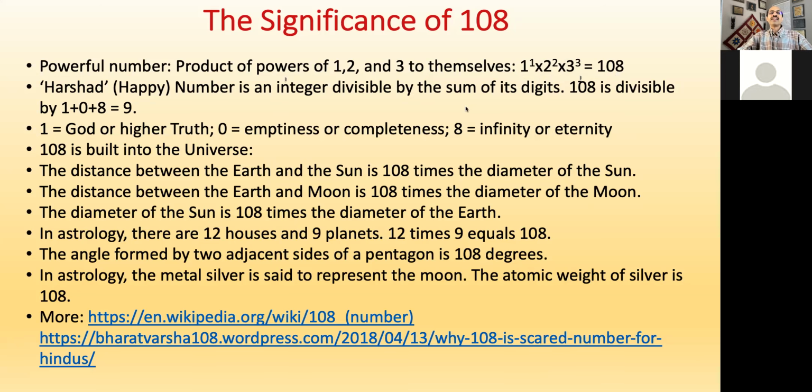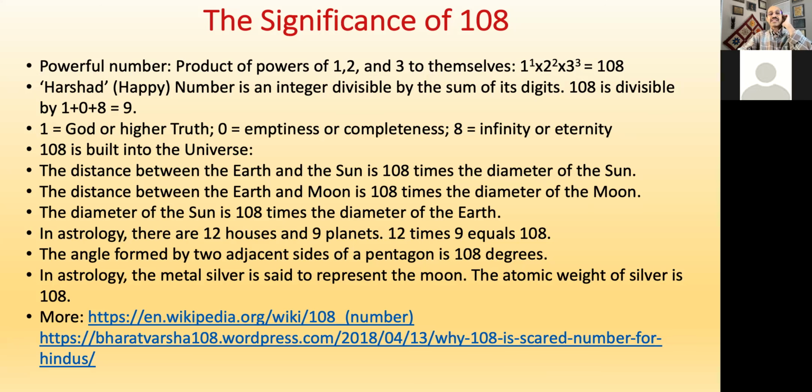It is called a Harshad number. Harsha means happy. The definition of Harshad numbers is an integer divisible by the sum of its digits. So for 108, the sum of the digits is 1 plus 0 plus 8, which is equal to 9. And 108 is divisible by 9, right? 9 times 12 is 108. So it is a Harshad number. So it's a happy number.